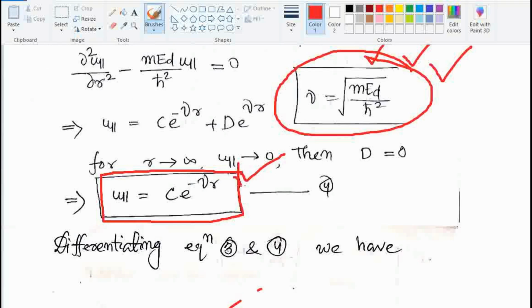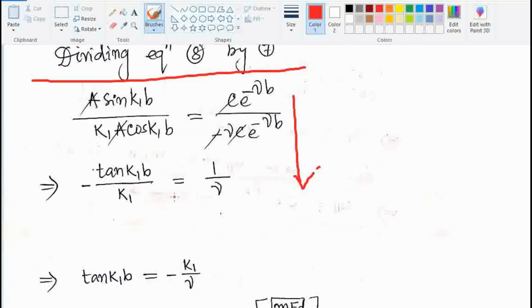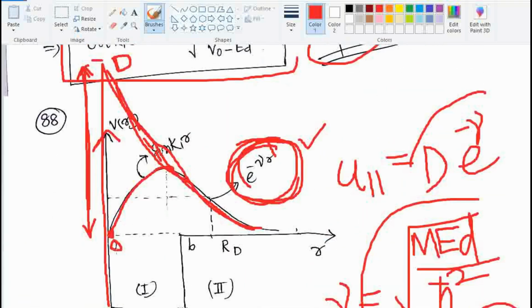Here I have written c, so you keep it d, for example. When you put r equal to 0, you will get e to the power 0, and e to the power 0 equals 1. So you will get the maximum value at r equal to 0. C is the maximum value. Why? Because r cannot be negative. r is from 0 to infinity. So at r equal to 0, this is the maximum.